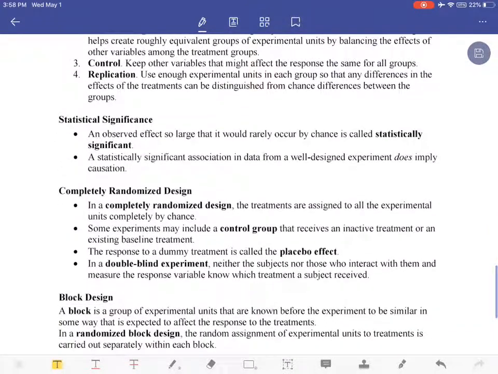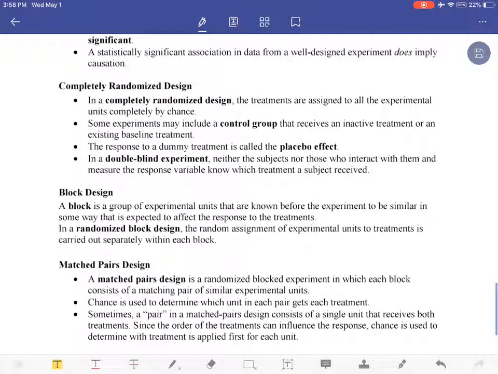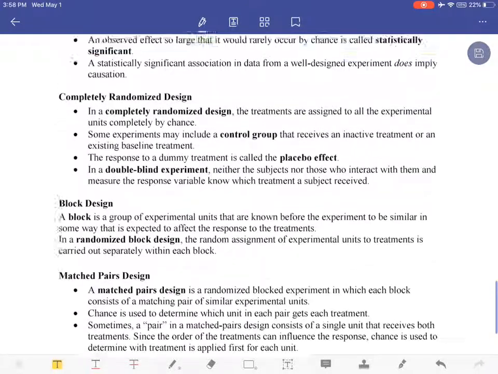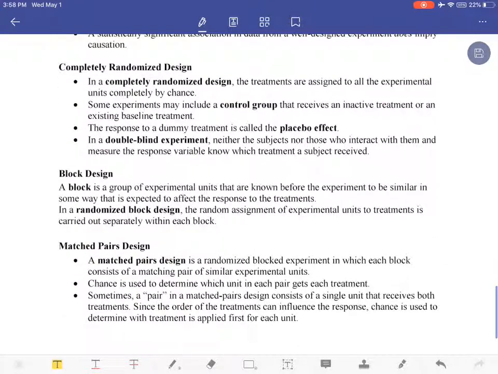Then we have statistical significance. So anytime where they're talking about statistically significant, that's something in your brain you want to go and do a significance test. All right, we spent a lot of time talking about that already, so I'm not going to go through that in depth. Now we have 3 different types of experimental designs that you're going to see.